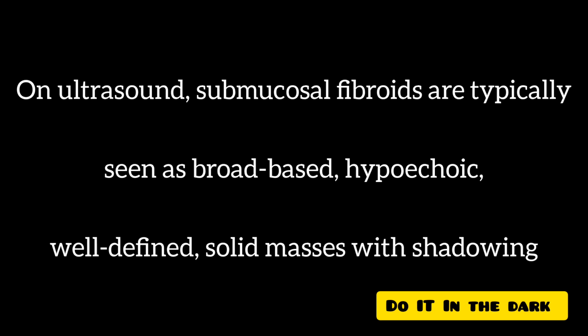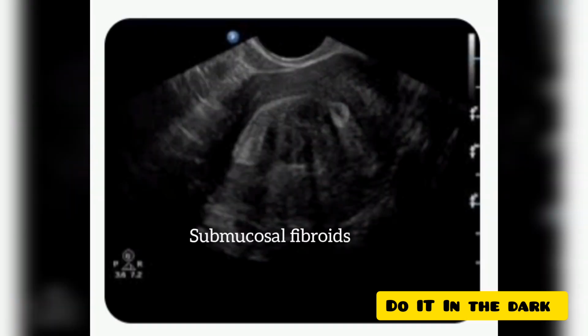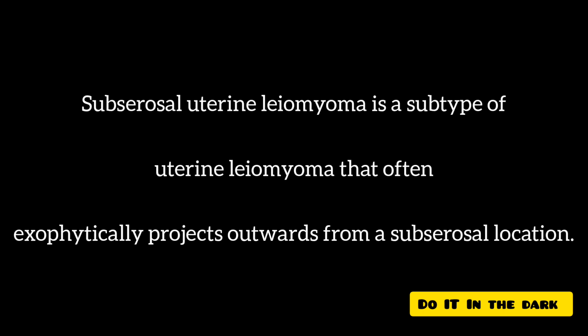Now, coming to submucosal fibroids on ultrasound. On ultrasound, submucosal fibroids are typically seen as broad-based hypoechoic well-defined solid masses with shadowing. You can see from this ultrasound image, saline fluid is injected in the uterine cavity. Submucosal fibroids appear, and you can see that these are hypoechoic well-defined solid masses.